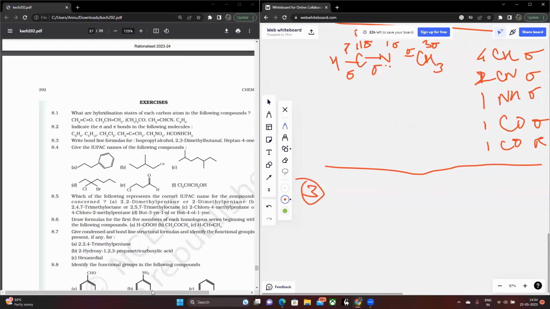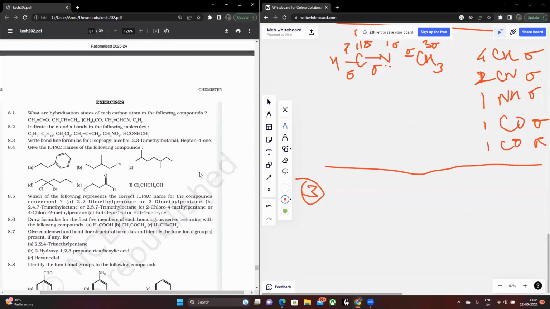Write the bond line formulas for A, isopropyl alcohol, B, 2,3-dimethylbutanol, and C, heptane-4. Right? Bond line formulas, give me a second. First is isopropyl alcohol. The isopropyl group is this, right? Where here is your OH attached to, right?